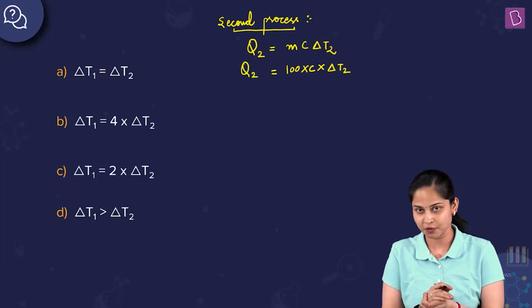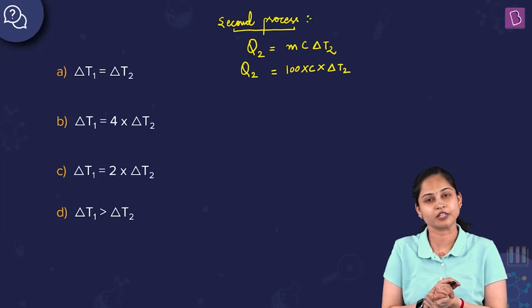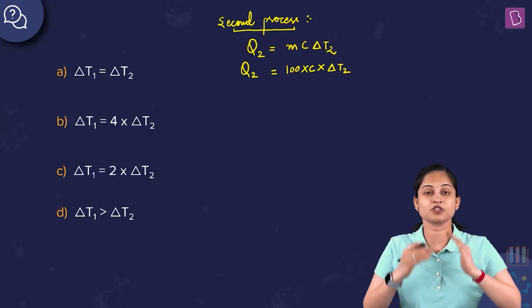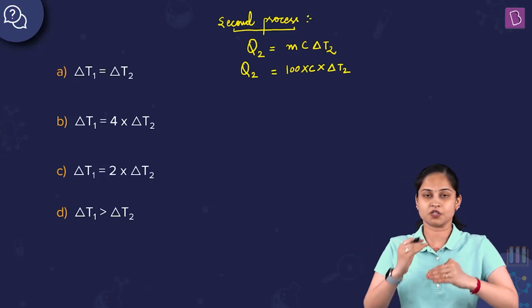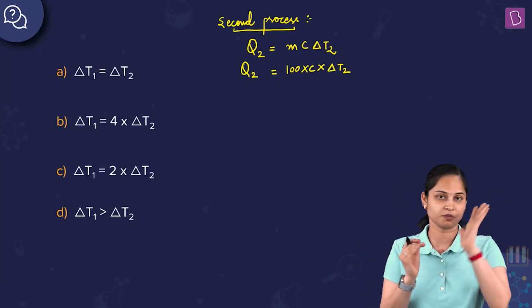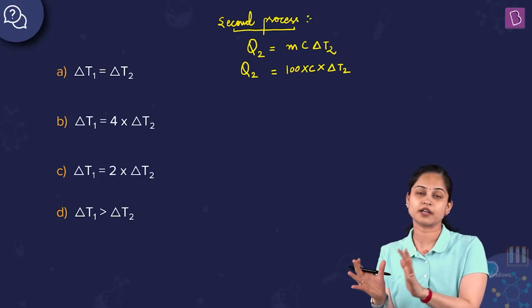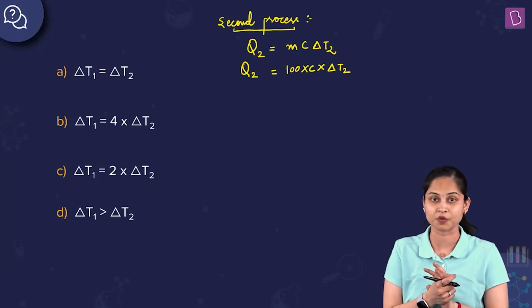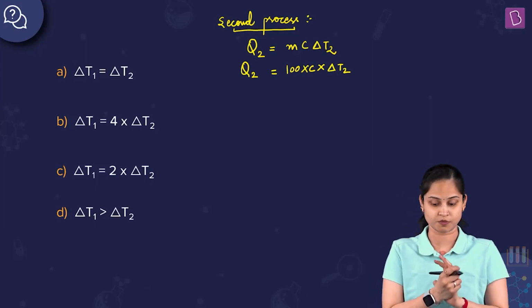Now for the second process, I told you that the heat of neutralization will be 1/4 the heat of neutralization for the first process. The reason is that the volume for the second process is 1/4 the volume of the first process. And since complete neutralization is taking place, the heat of neutralization for the second process will also be 1/4 the heat of neutralization for the first process.